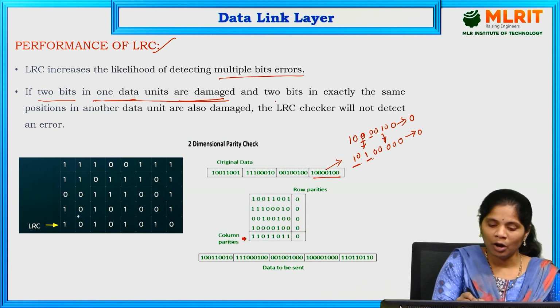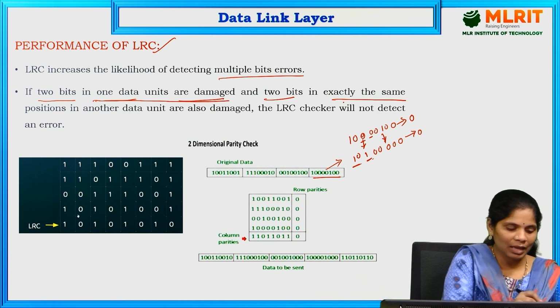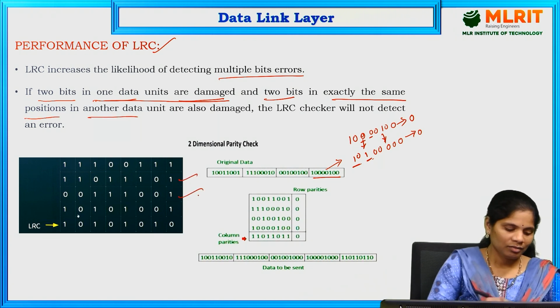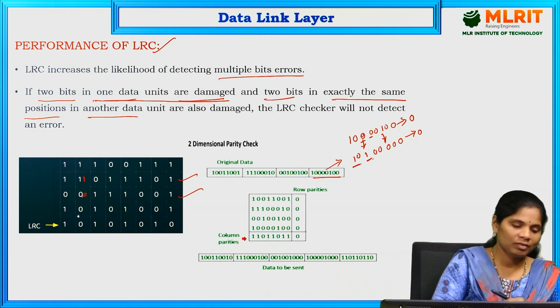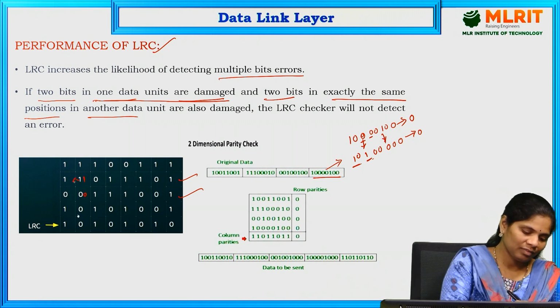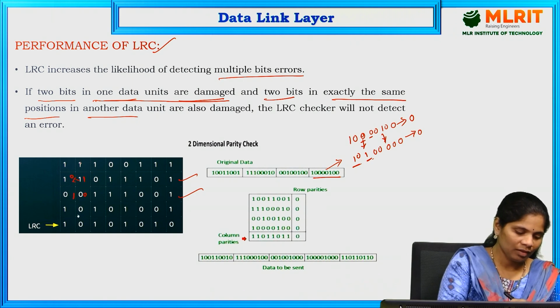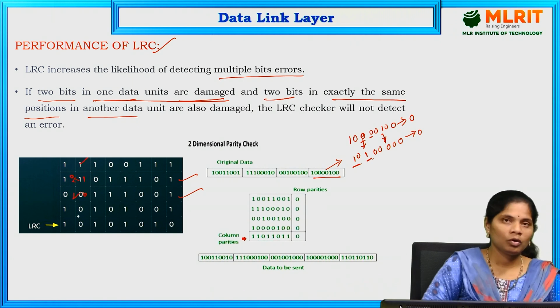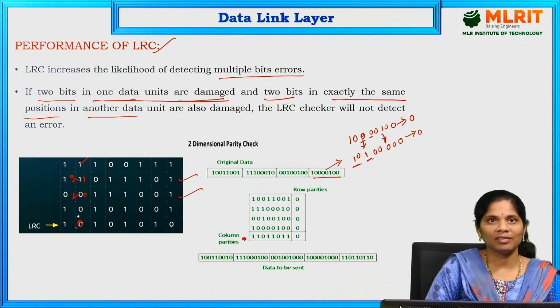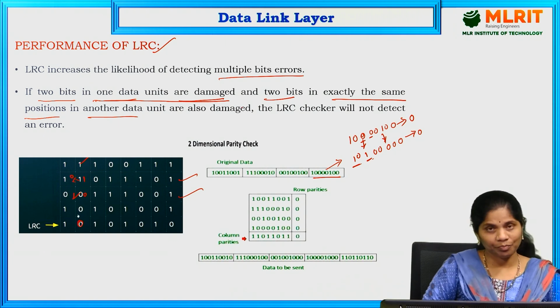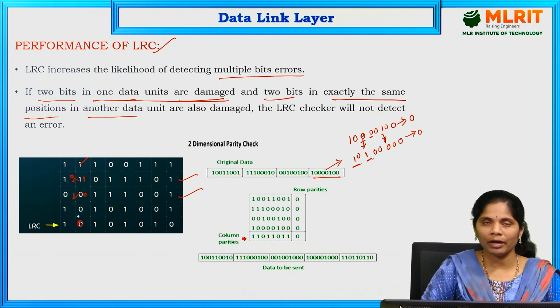At the same time, 2 bits in exactly the same positions in another data. So this is one data and this is another data. Suppose here 1 is there, here 0 is there, right? If it is going to be changed, if it is a 0, if it is a 1, here also 0 and 1, here also how many ones are there? 1, 2. 2 ones are there, so it will give the 0 only. If 2 bits are changed in the same position in the other data unit also, it will not give the accurate result.